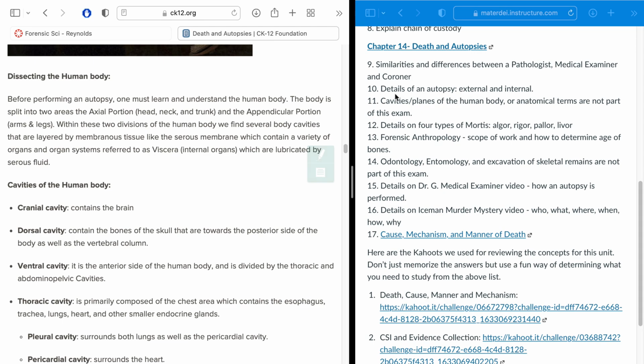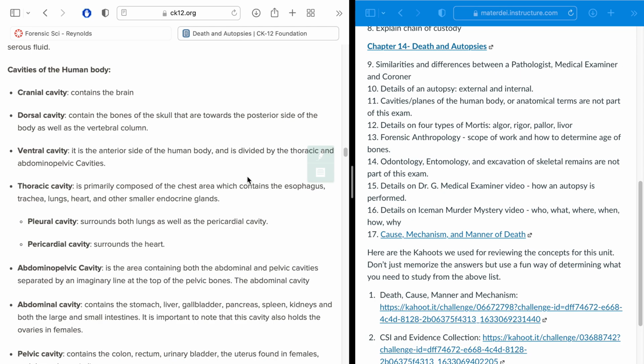So we're now going into the details of the autopsy, number 10. And number 11, it says it's not part of the exam. It's listed here in the textbook. I don't think these are particularly difficult, especially if you've had anatomy class. And they're good words to know. I mean, it's how things are discussed if you go to the doctor's office. So you could look over those words, but know that they're not on the test.